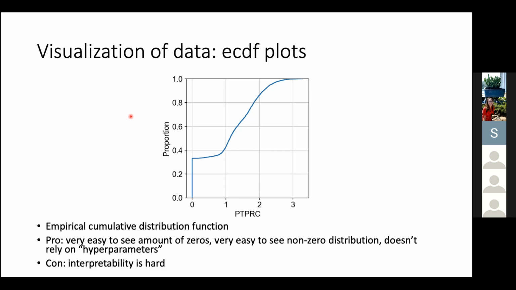It's very easy to see the non-zero distribution. It doesn't rely on what I'm going to very loosely call hyperparameters. So there's no bandwidth, there's no bin width. The con, it's not easy to look at. They're also not pretty. Again, they're pretty ugly plots, which is why we don't use them, probably. But the interpretability is hard.